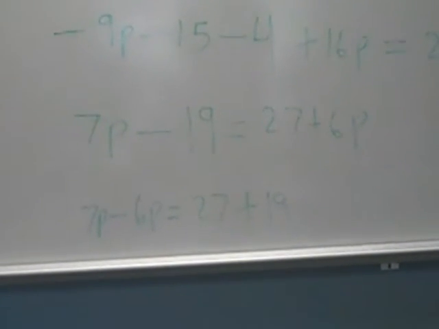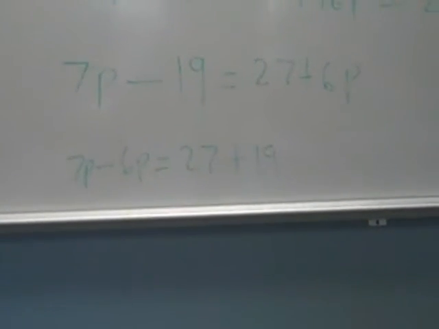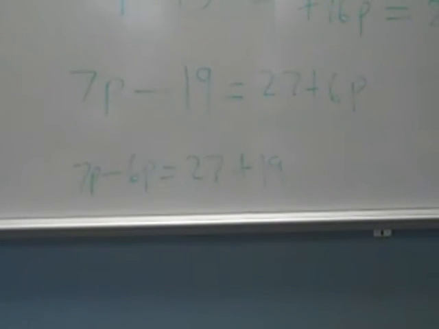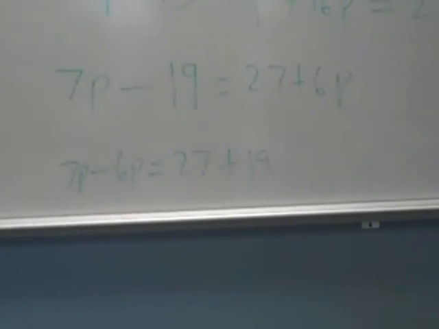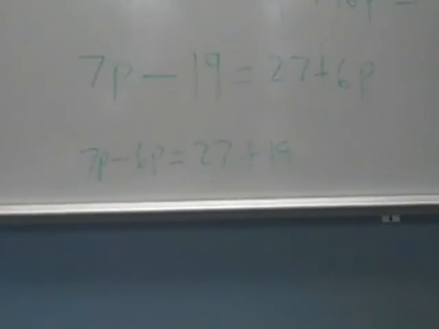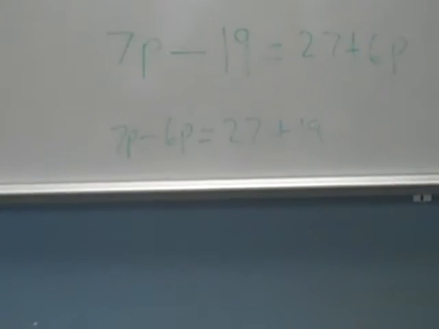Now to get from step 3 to step 4, I move my p's to the left and my non-p's to the right. So the 7p stays put. The 6p jumps over and becomes minus 6p. And then we got 27. The negative 19 jumps to the right and turns into plus 19. Okay, now we got one more step to go when I ran out of room.